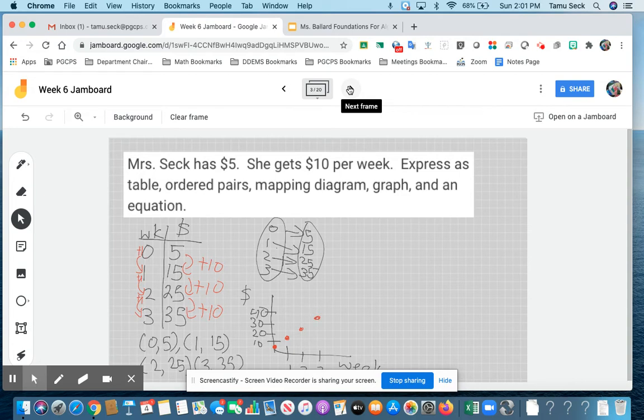And as an equation, this is y is equal to 10x, just like yesterday. Yesterday's equation was y equals 10x because it's increasing by 10 every week. But this time, we have to incorporate the fact that you begin with 5. Miss Sek begins with $5. So we're going to say plus 5 because Miss Sek began with $5.